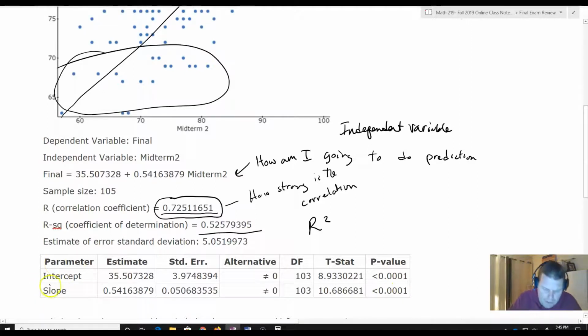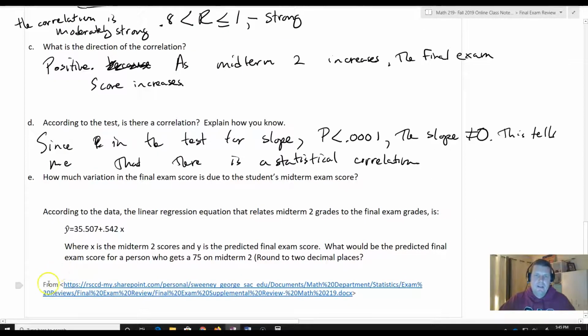Remember, what I want to remind you is that it's that slope value that tells me that the correlation is there, okay? And so I state that. There it is, okay? And then finally, yes, there is a statistical correlation.